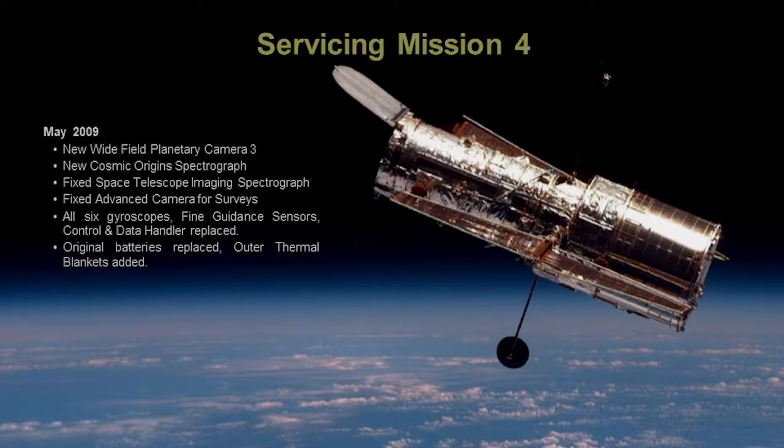Again, being the last mission, they certainly wanted to replace all the gyroscopes, those fine guidance sensors, the control and data handler, and change the batteries. It's kind of like taking your car in, and you might as well fix it all, right? Okay. So here you see an image taken during servicing mission number 4. This would be the most challenging mission attempted.